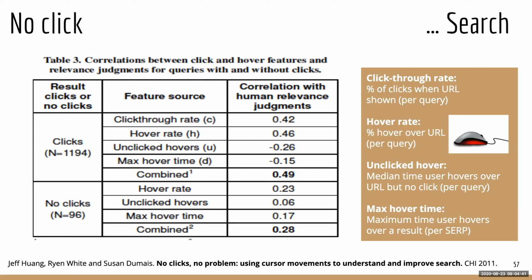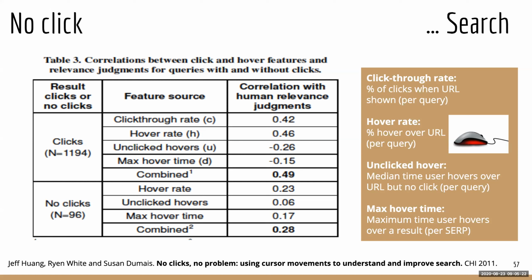It's interesting if you separate the sessions where there's a click and the sessions where there's no click. When there is a click, click-through rate and hover rate are highly correlated with human relevance judgment, meaning this document was relevant. And when you combine everything, the correlation increases. When there is no click, the hover rate is actually a good indication of some level of relevance. So there may be no click, but the user paused and looked at the result.